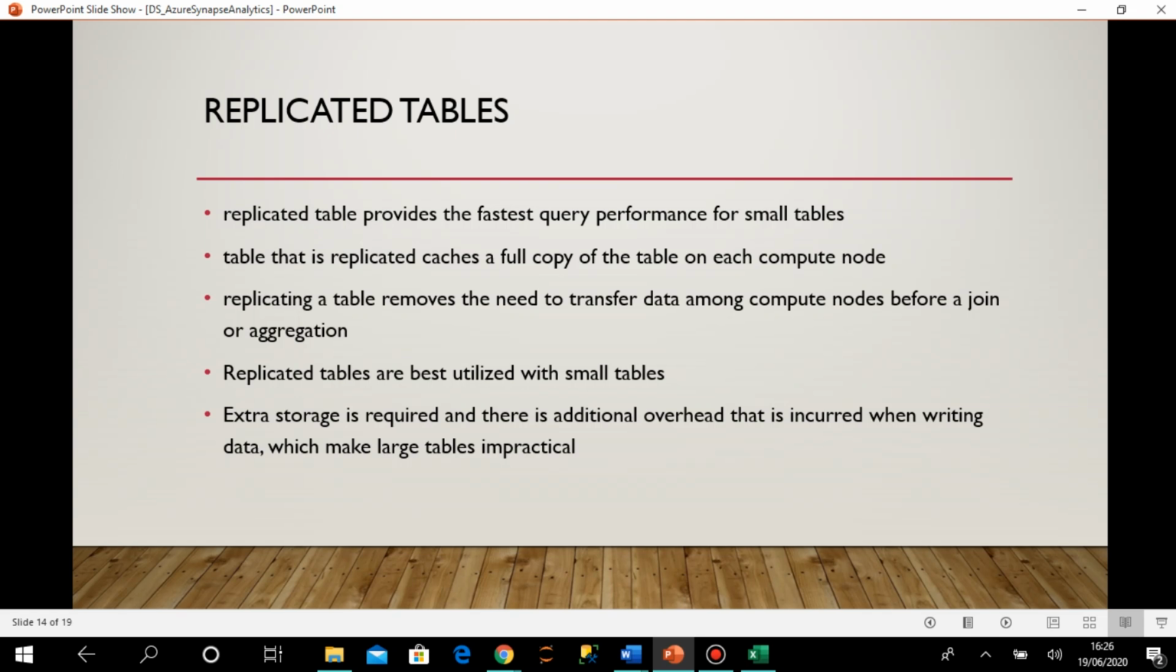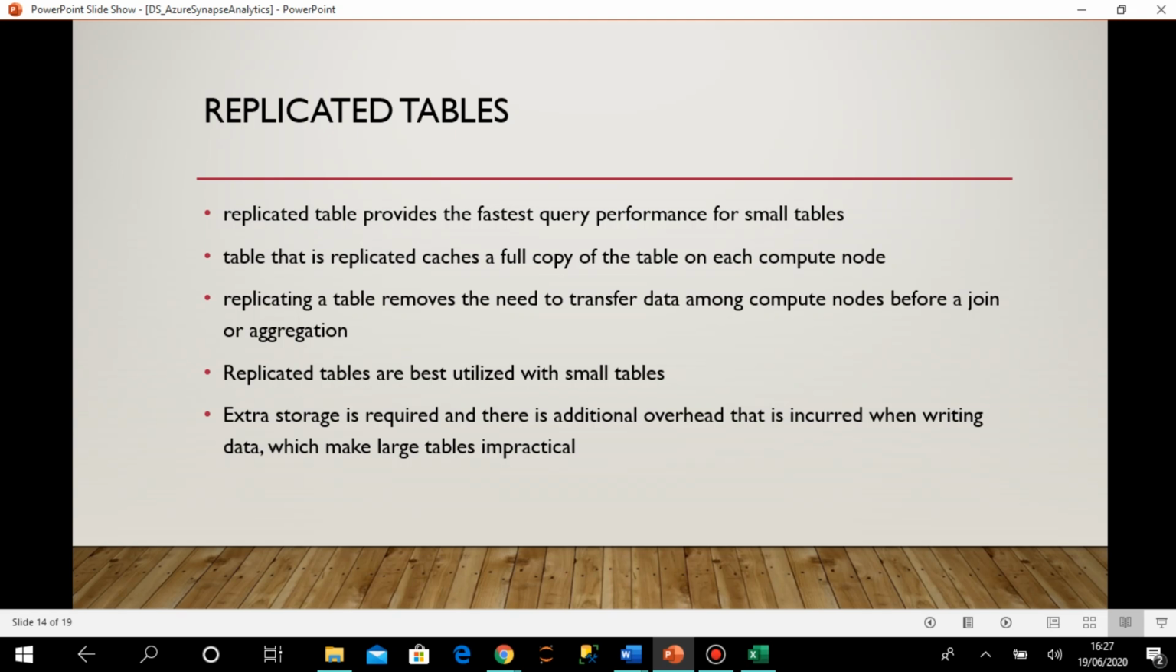But the problem is that if I have a very large table, it is a big issue to replicate it, because huge storage is required. With a very large table, it is impractical to write the entire data. Suppose I have 60 compute nodes, so I need to make 60 copies of that entire large data. That is not feasible and not recommended. So we should go for a replicated table only when we have a very small table. Extra storage is required, of course.